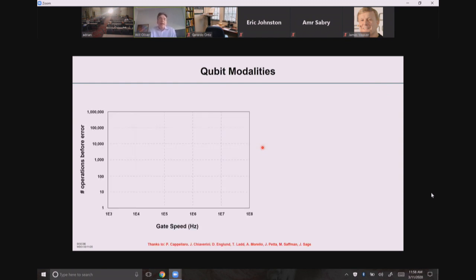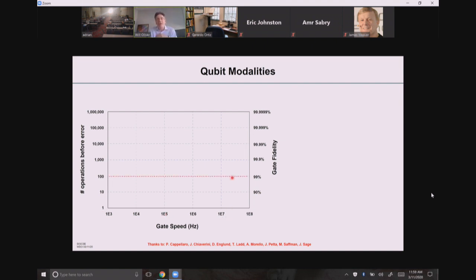So with that, let's take a look at a few different qubit modalities, candidates for qubits. Now on this axis is the number of operations I can perform within the lifetime of the qubit, the number of operations before an error. On this axis is the gate fidelity that it corresponds to. So if I have one error in 100 gates, that's 99%, 1 in 1,000, 99.9%, etc. On the horizontal axis is gate speed, and faster is better.